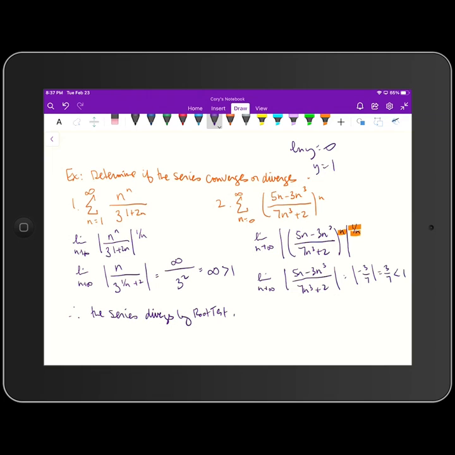And since that limit is less than 1, we can therefore say that the series absolutely converges by the root test. I think example 1 and example 2 illustrate the two most common types of formulas for a series where utilizing the root test is the best choice.